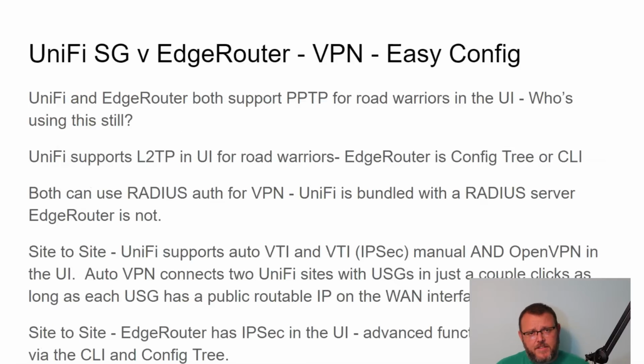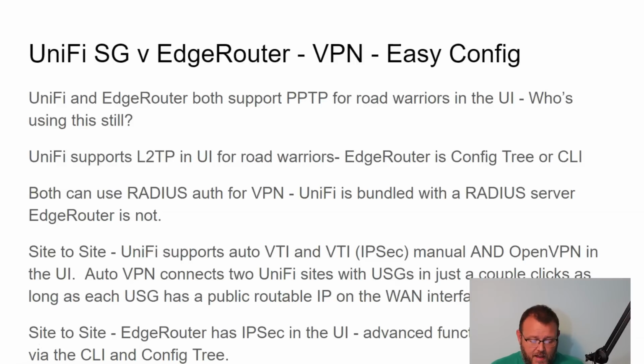All right, so let's talk about VPNs. UniFi and EdgeRouter both support PPTP for road warriors in the UI, but who is still using this, and why are you still using this? Don't use it. UniFi supports L2TP in the UI for road warriors. EdgeRouter, we do either have to configure that from the command line or the config tree, but it does support it. Both the EdgeRouter and the UniFi can use RADIUS authentication for VPN. UniFi comes bundled with a RADIUS server if you have a USG.